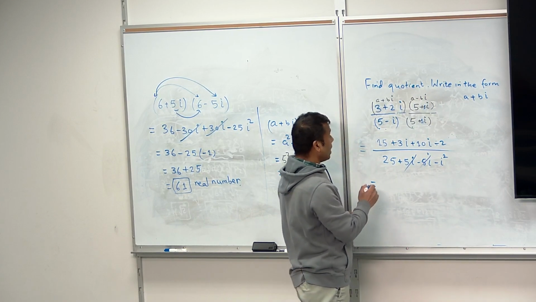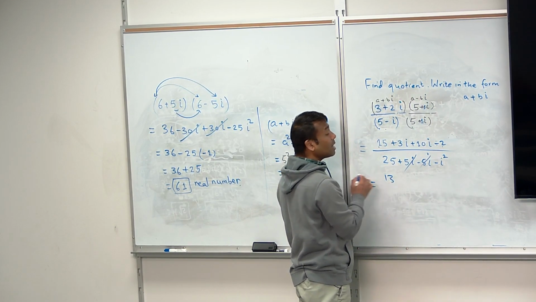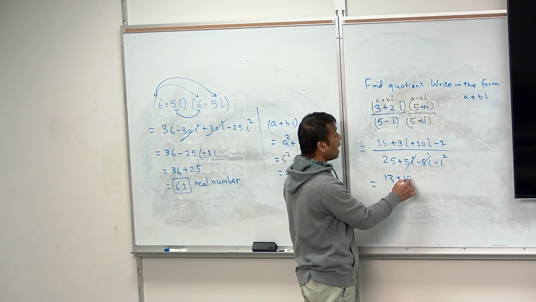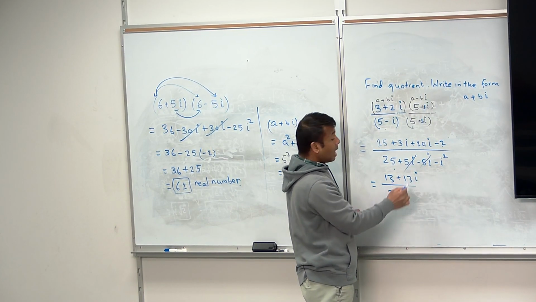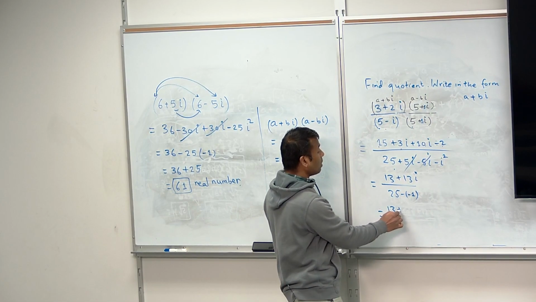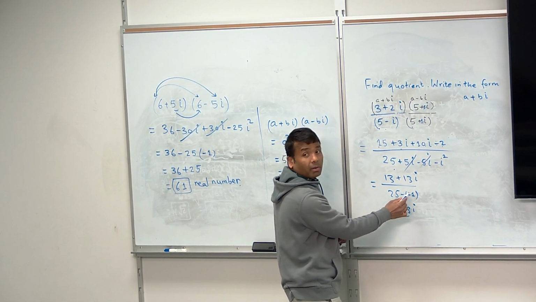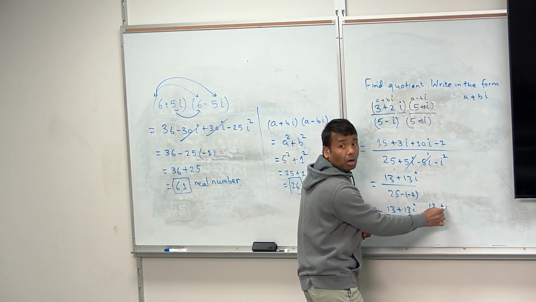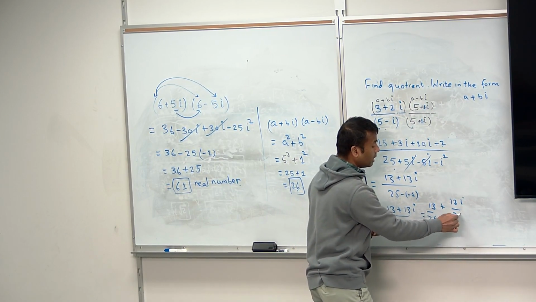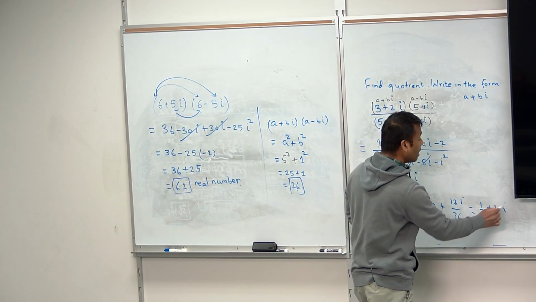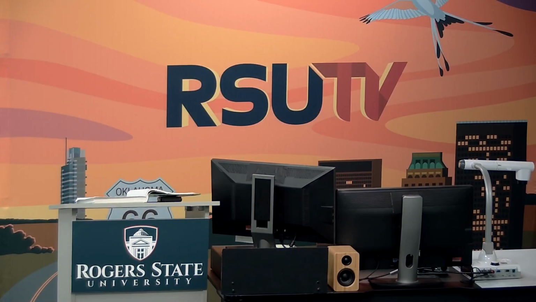So 15 minus 2 is 13, plus 3i plus 10i is 13i, over 25 minus i squared, which is negative 1, so 25 plus 1 is 26. So this is 13 plus 13i over 26, which is 13 over 26 plus 13i over 26, so half plus half i. Okay, let me stop here. I'll see you later.